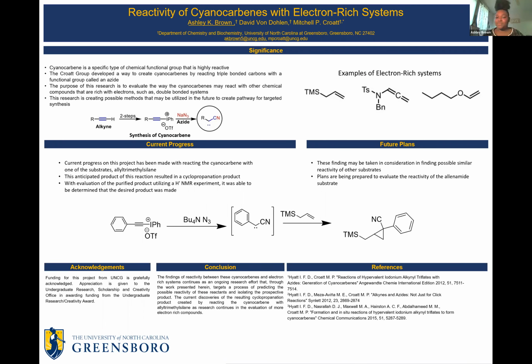So the purpose of this research that I'm personally conducting is to react the cyanocarbenes and evaluate how they may react with other chemical compounds that are rich with electrons, such as double bonded systems. My substrate scope, being the different compounds that I am reacting with the cyanocarbenes, well, the current compounds that I've been studying have all had these pi systems, which are double bonded systems that we are evaluating for how they may react with these cyanocarbenes.